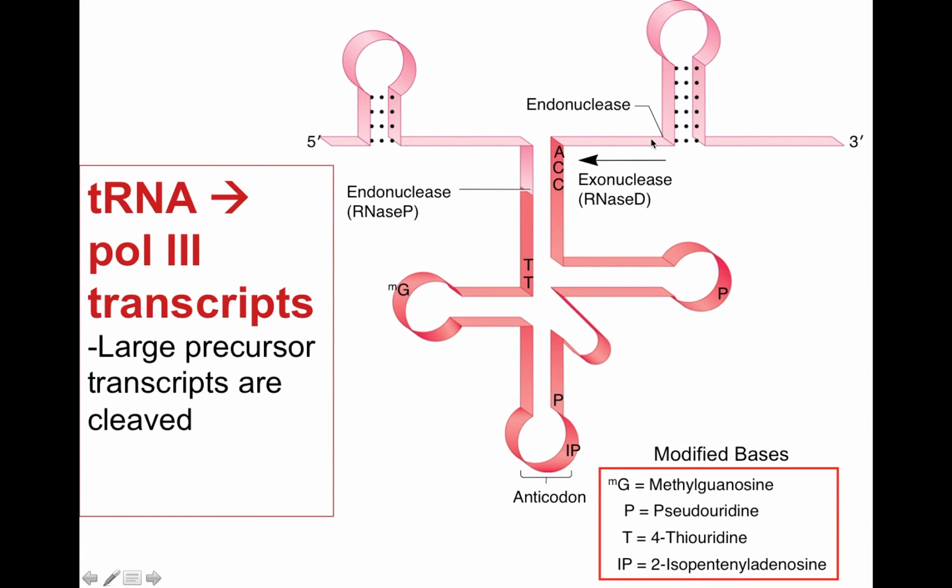An exonuclease will then trim away until you have this CCA end, which is the same end on all tRNAs, and this end is where the amino acid will get attached.